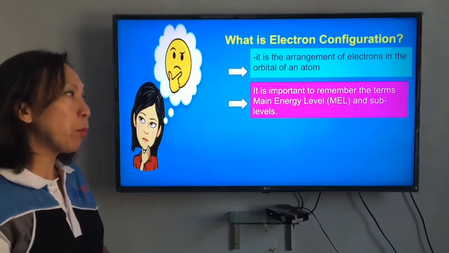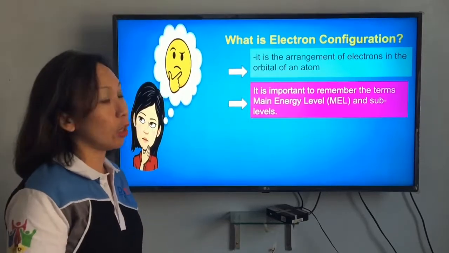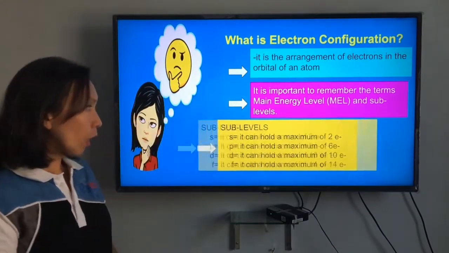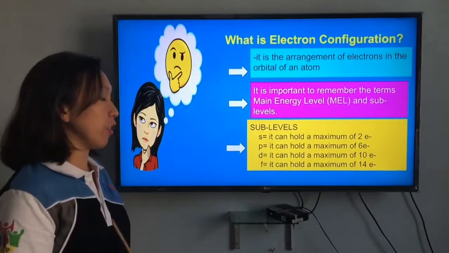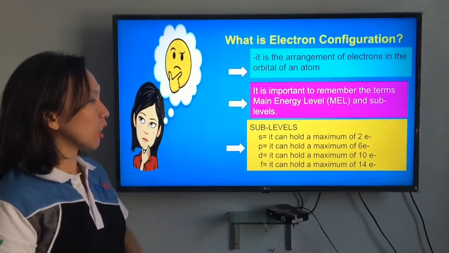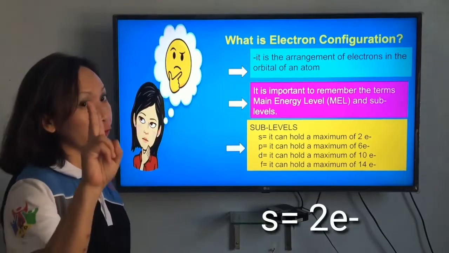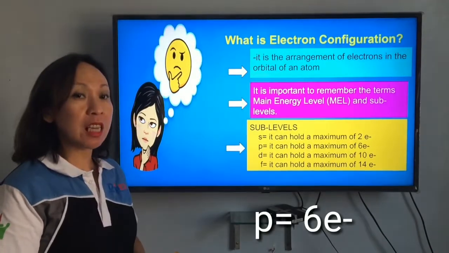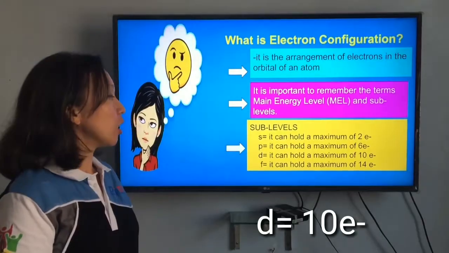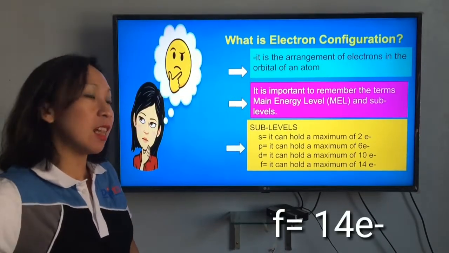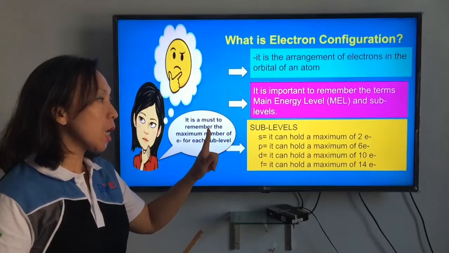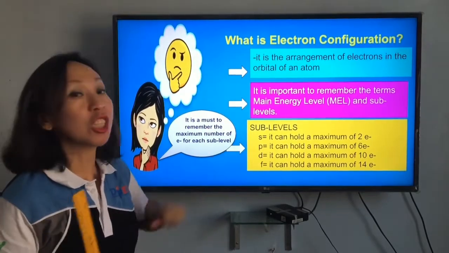It is also important to remember these two terms as we go along: the main energy level and the sublevels. So what are the four sublevels? You have the S, P, D, and the F. Remember that the S sublevel can hold only a maximum of 2 electrons. For the P sublevel, it can hold a maximum of 6 electrons. For the D sublevel, 10 electrons. And for the F sublevel, 14 electrons. So, again, it is very important, guys, that you remember the number of electrons on each sublevel. Okay?